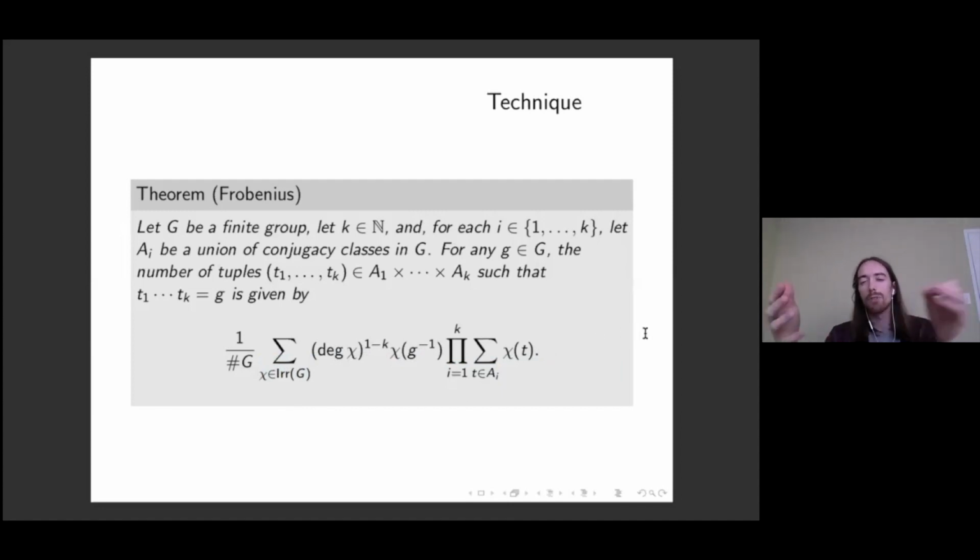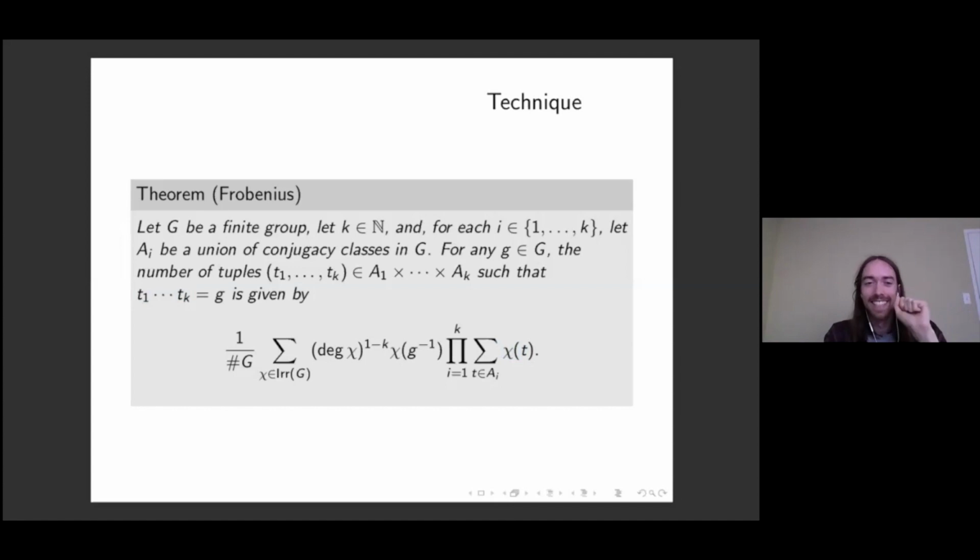And one cool thing about this is that it converts products of elements in the group over here into just products of complex numbers in the complex plane. So in some sense it eliminates the need to actually multiply group elements, and you can still enumerate factorizations. So this is the answer to the question: how do you enumerate factorizations?